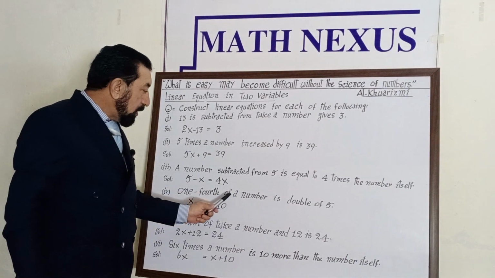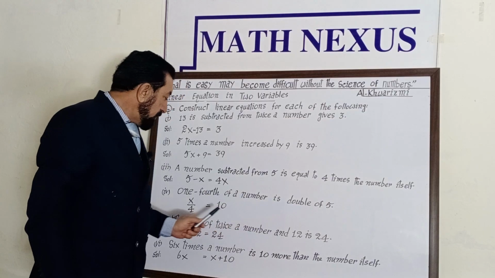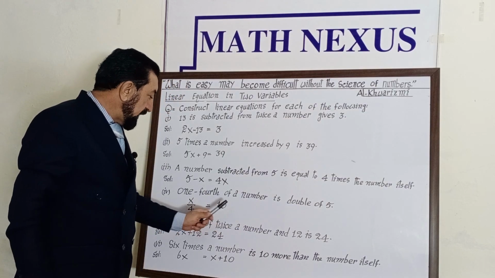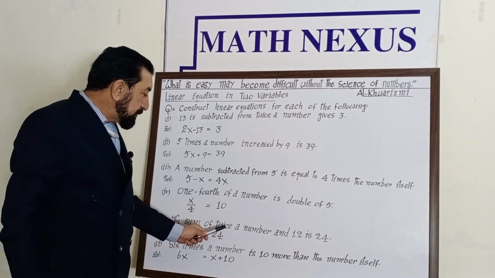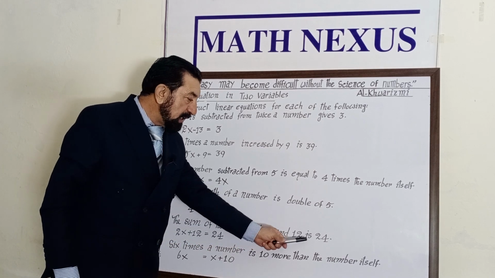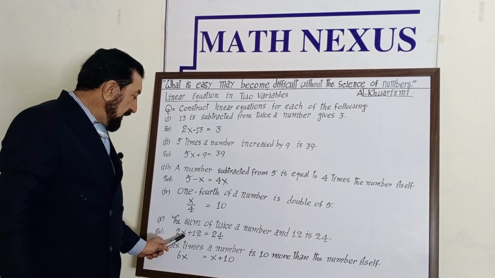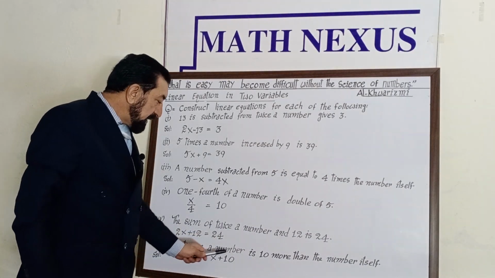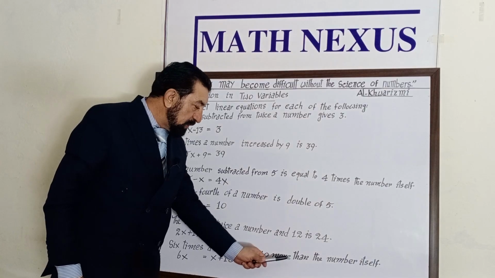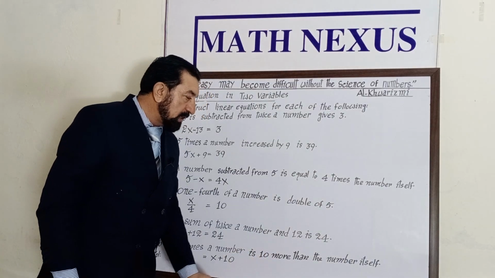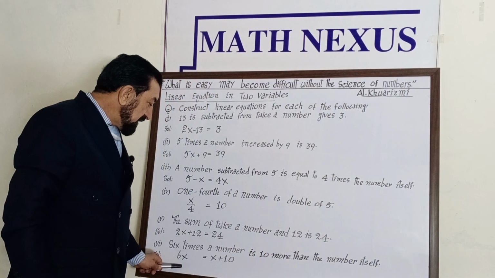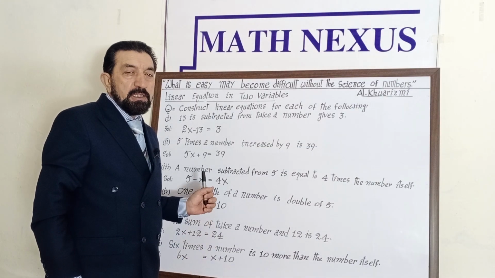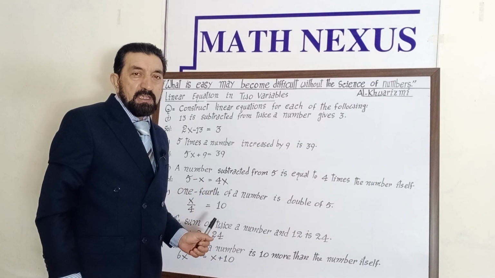Fourth, 1/4 of a number is double of 5. 1/4 means x upon 4 equal to 10. The sum of twice a number and 12 is 24. 2x plus 12 equal to 24. 6 times the number is 10 more than the number itself. 6x equal to x plus 10. These are the linear equations in one variable x.